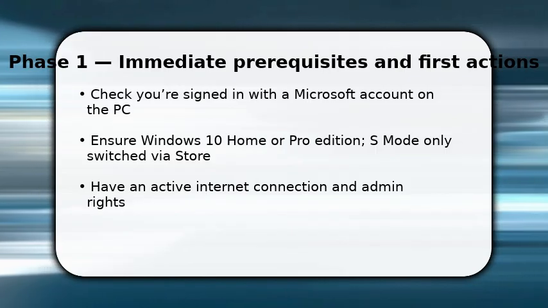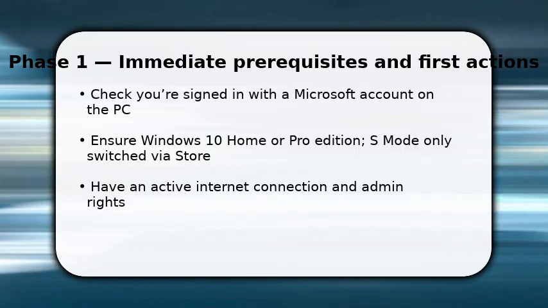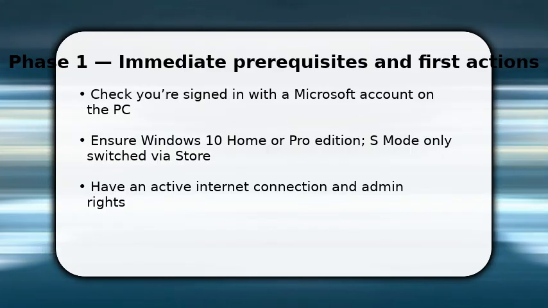Next, navigate to Activation. This is where S-Mode change options appear. Make sure your internet is on so the store can validate the switch. This avoids delays and prepares.